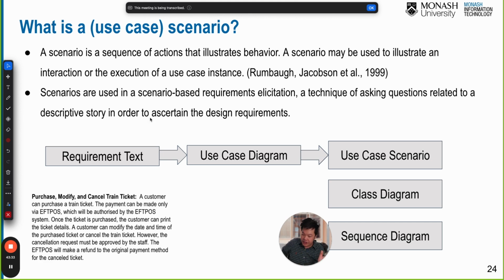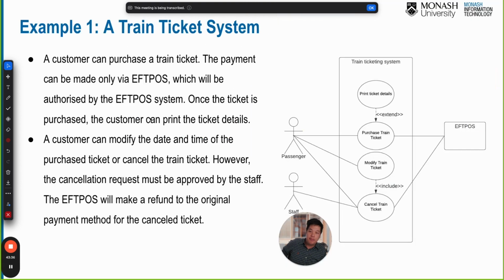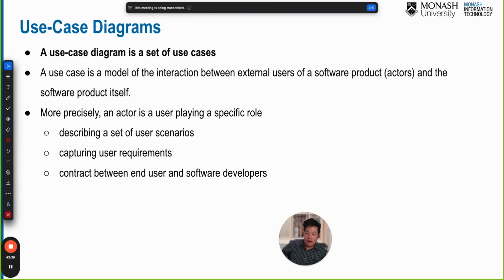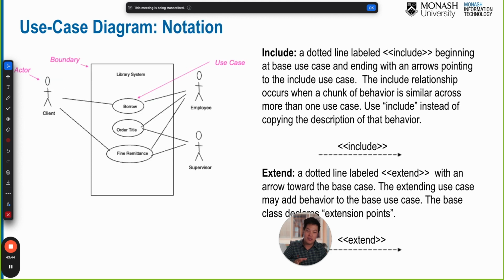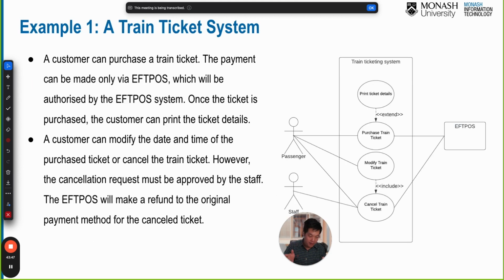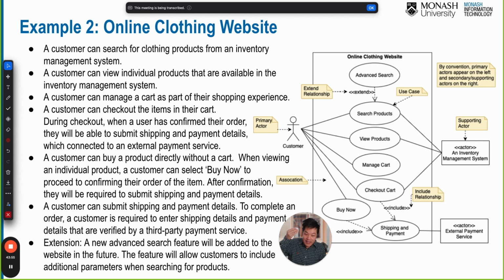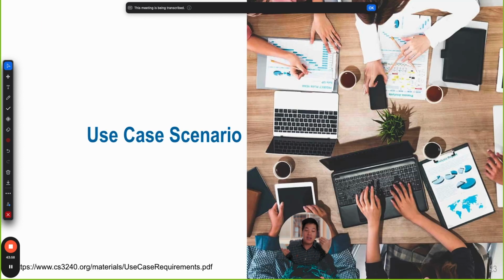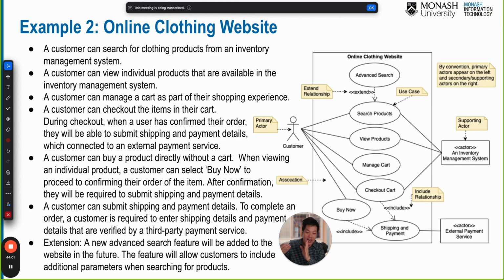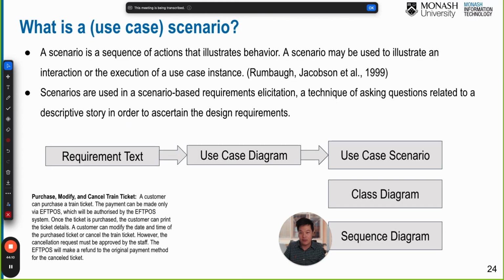All right. In short, what I want to say here is that previously, if we go back to the first slide, a use case diagram is a set of use cases. Because in one diagram here, we have multiple use cases like print the ticket, purchase the ticket, modify the ticket, and cancel the ticket. For each of the use case here, we will talk about what are the scenarios, how the customer will interact with the system for each of the use case in detail. That's why we call it use case scenario. So that's why, let's say this is an example, right?